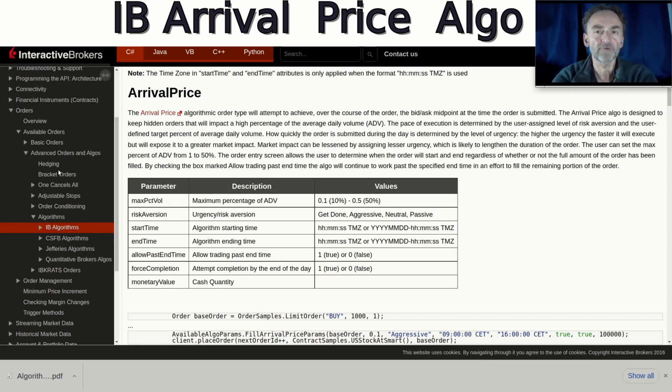So what is arrival price? Well, Interactive Brokers defines it as an algorithmic order type that will attempt to achieve, over the course of the order, the bid ask midpoint at the time the order is submitted.